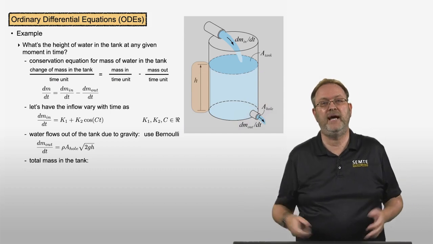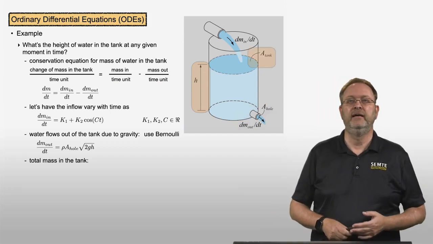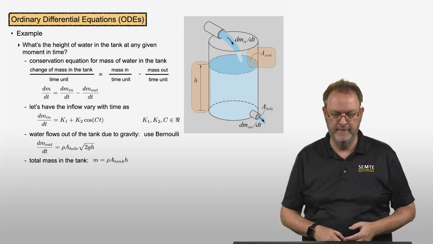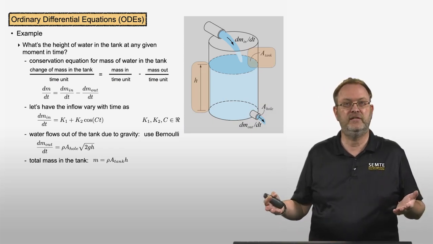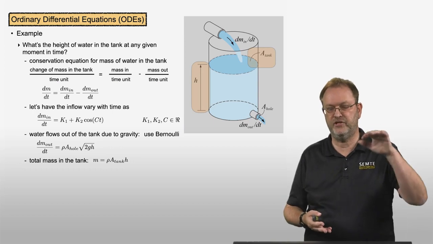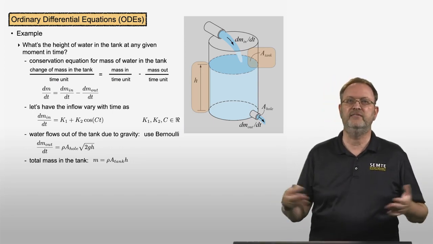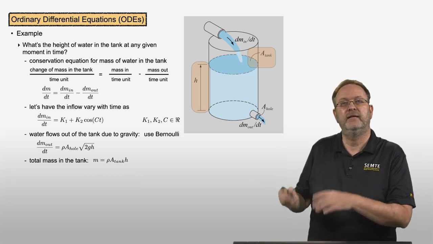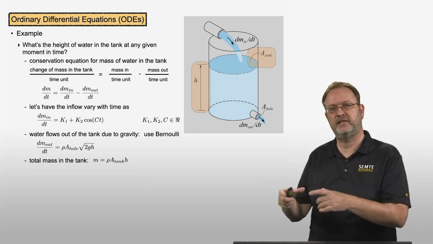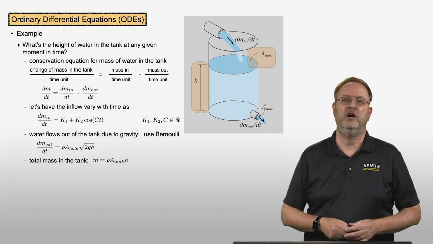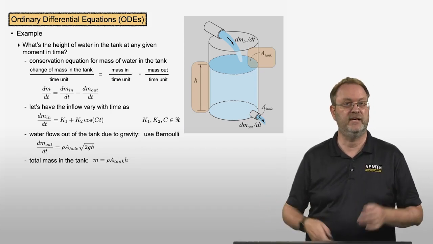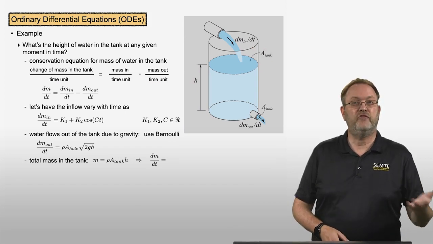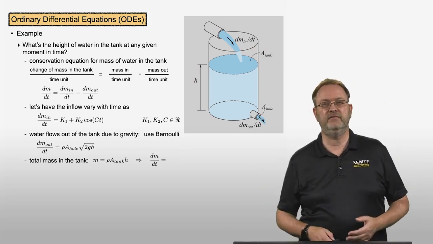Now, what's the total mass of water in the tank? If the cross-sectional area of the tank is A_tank, then the total mass in the tank, if the water height is h, would be rho, the density of water, times the cross-sectional area of the tank times the height, right? The height times the cross-sectional area is the volume of water in the tank times its density is its mass.